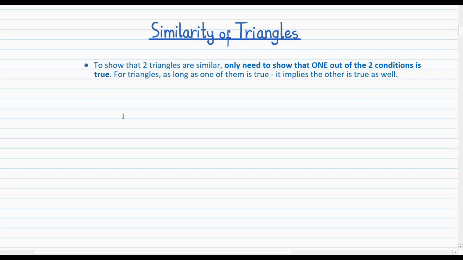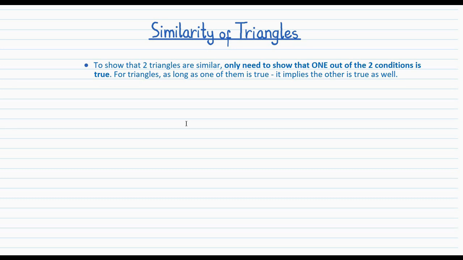So the focus of the rest of this section will be proving this statement. And how we'll do that is, we'll look at a situation where we're told that one of these conditions is true, and then based on that information, we need to show how this would imply that the other condition has also been met simultaneously.